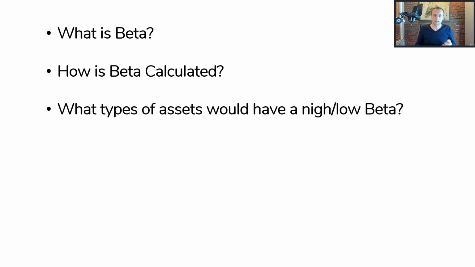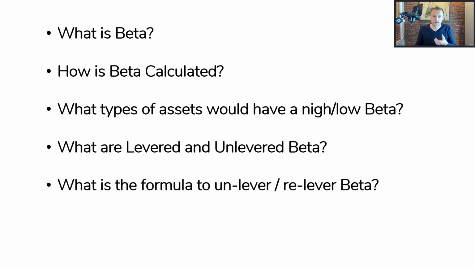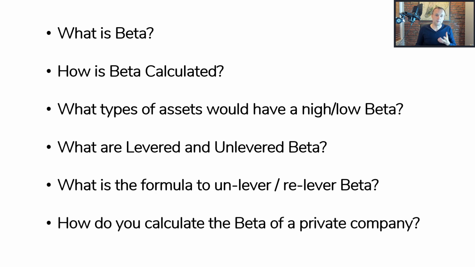Then there's what types of assets might have a high or low beta, which we covered. And then from there, what's the difference between unlevered and levered beta? How do you unlever and relever beta, or what's the formula to unlever and relever beta? And then finally, how might we come up with the beta of a private company? And hopefully after completing this video, you have a much better sense for how to answer these questions.